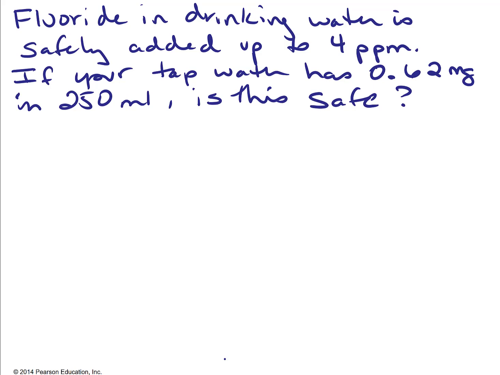So we want to put this in what? What's the unit value? Grams per milliliter. Okay, so check your units. The solute needs to be in grams. The volume of the liquid, the solution, needs to be in milliliters. So I have 0.62 milligrams, so I've got to convert that one. I'm going to have to go from milligrams to grams.